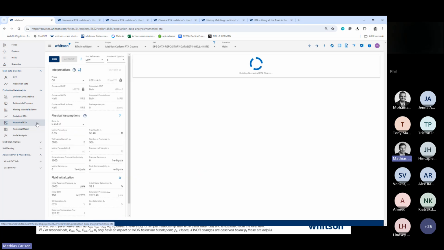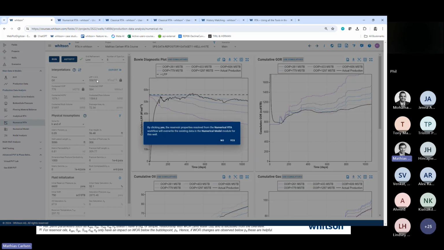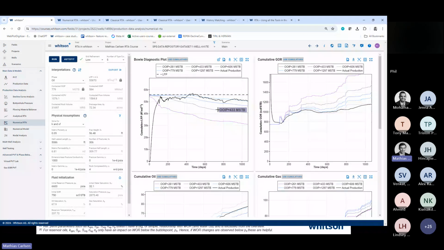And again, if you wanted to go from the numerical RTA to the numerical model, you click export here, and that will export this parameter right here and this parameter right here. So a good question from Chris.